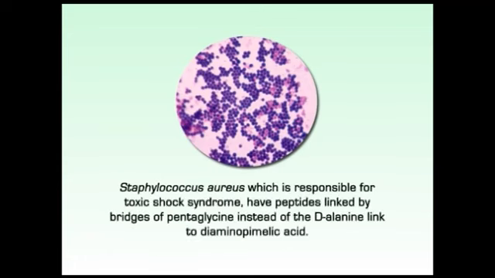So when we take an example of some gram-positive bacterial species such as Staphylococcus aureus, which is responsible for toxic shock syndrome, they have peptides that are linked by bridges of pentaglycine instead of the D-alanine that is linked to diaminopimelic acid. Peptidoglycan gives structural strength to the bacterial cells, and also it maintains the osmotic pressure of the cell cytoplasm.